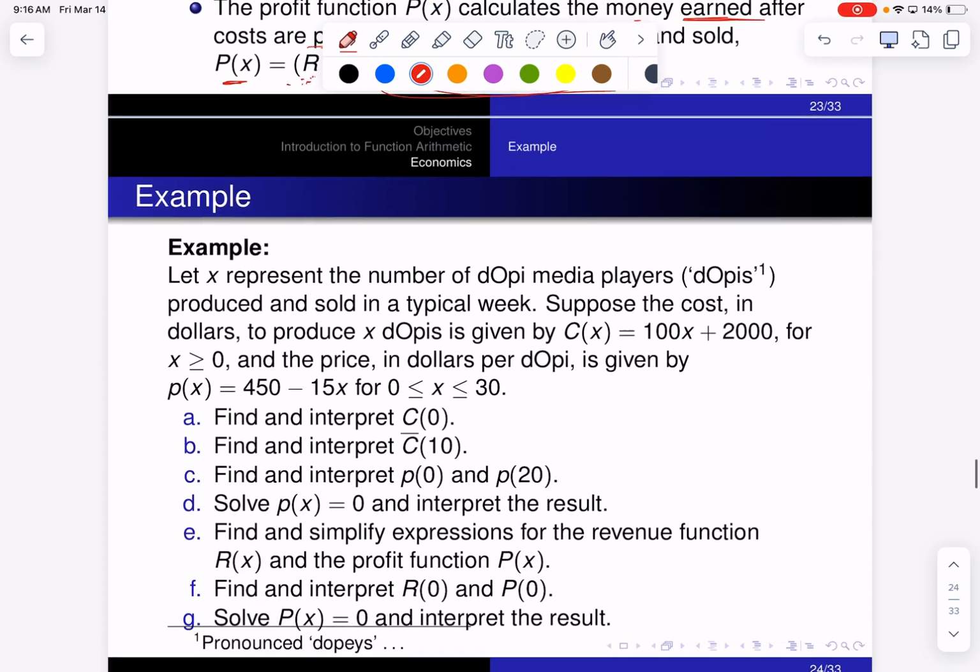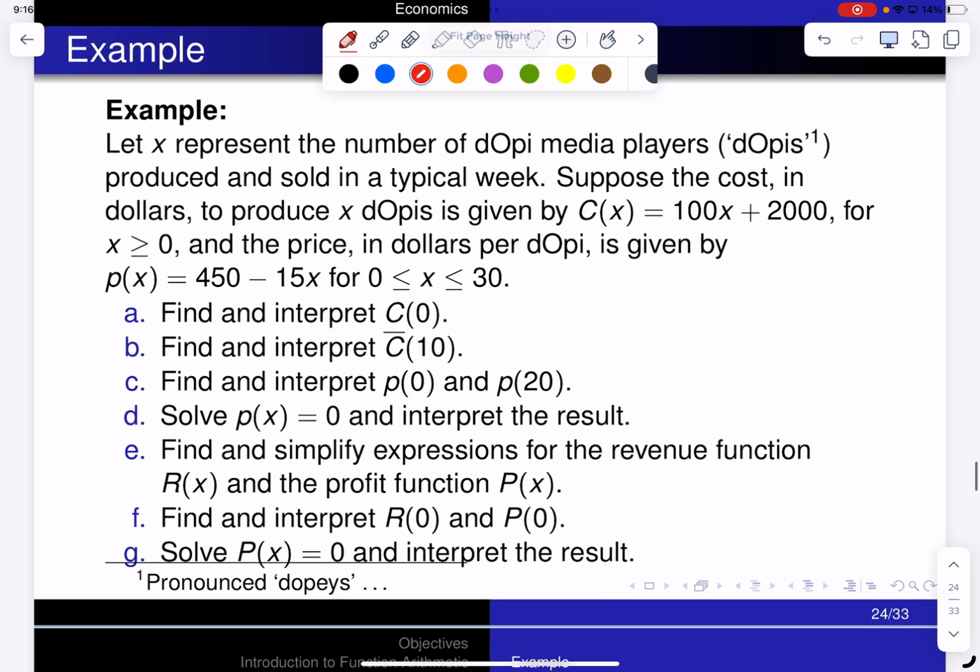All right, let's do our first example. Here we go. We're going to let X represent the number of dopey media players.